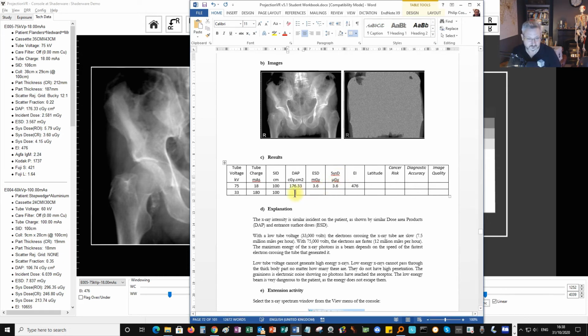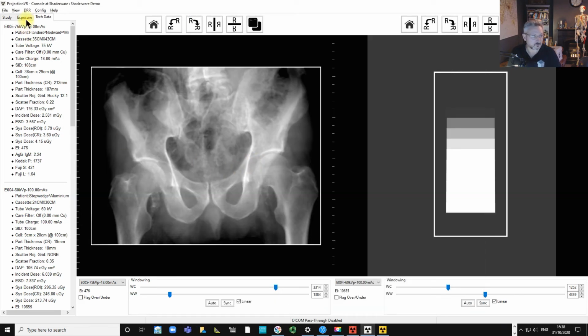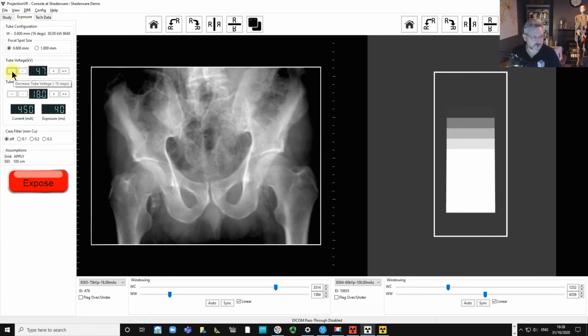Okay. So now what it wants us to do is to go for a tube voltage of 33 and 180 mAs. These are very weird numbers, so this isn't what we would normally do. So I'm going to drop this right down to 33,000 volts. So less than half of the voltage, so the electrons will be going across the X-ray tube much slower. But we're going to have 10 times as many electrons going across the tube.